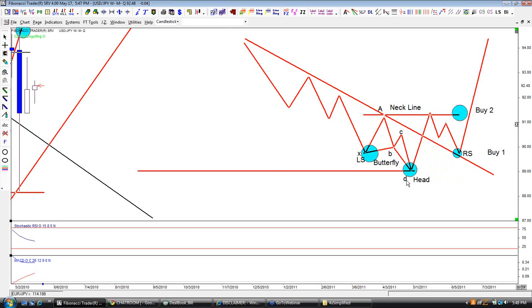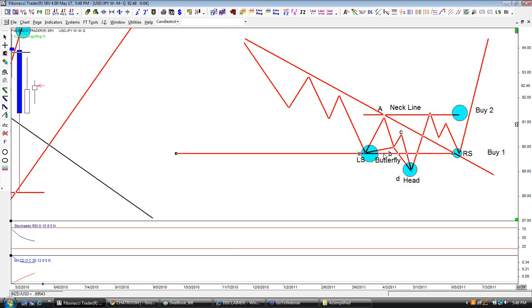You can see sometimes price forms a butterfly at the head. This would be a very, very good trade. The butterfly had reversed the price, then we have a retest of the left shoulder and bullish continuation.